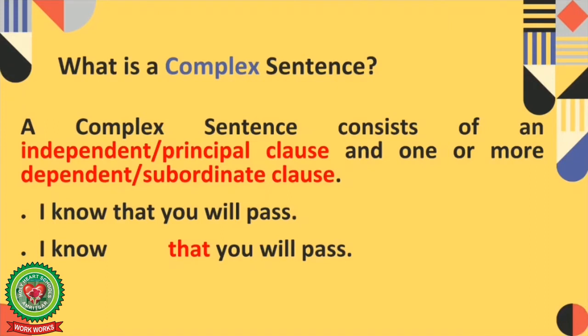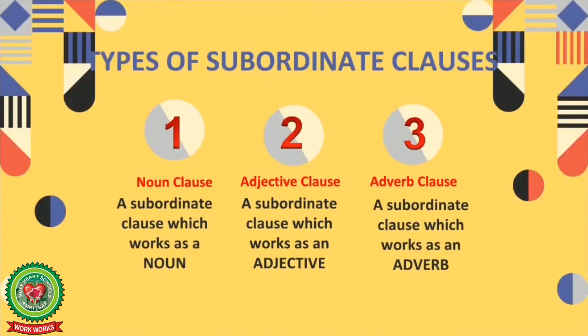Students, we can join two simple sentences into a complex sentence by using subordinate clause. And we have three different types of subordinate clauses. The first one is noun clause, a subordinate clause which works as a noun. Second one is adjective clause, a subordinate clause which works as an adjective. And the third clause is adverb clause, a subordinate clause which works as an adverb. Let us begin with the combination of sentences using a noun clause.